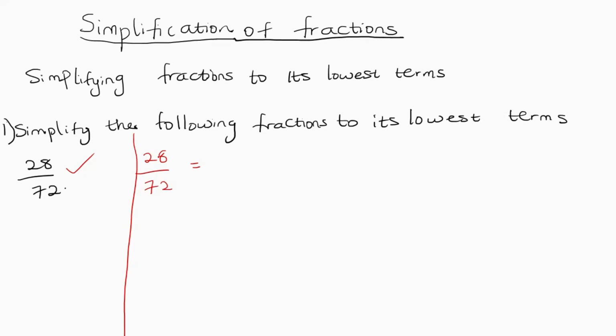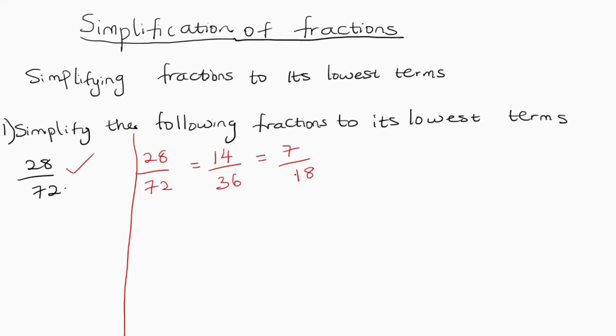Now if 2 divides 28, we're going to have 14. So this is going to be 14 over, now let's try out 2 in 72. So if 2 divides 72, we are going to have 36. All right. Now as we can see, there is a number that can still divide both of them, right? So let's think of another number that can do that. 2 can still work on this. So 2 divides 14 is simply 7, and 2 divides 36 is simply 18.